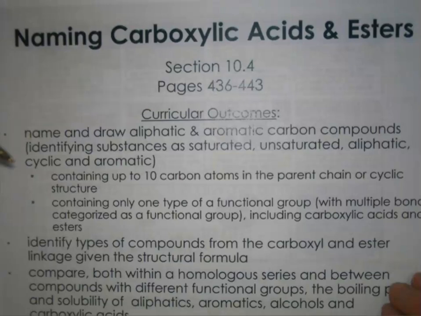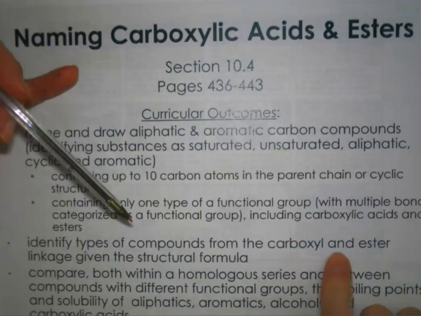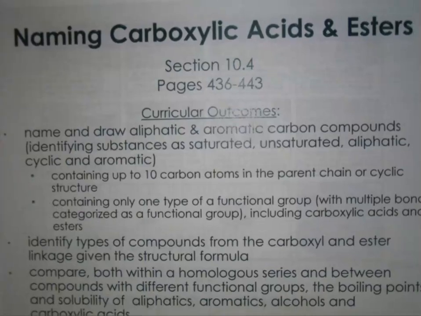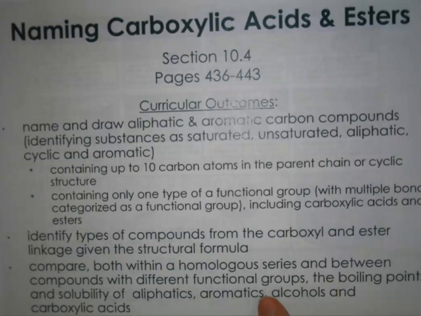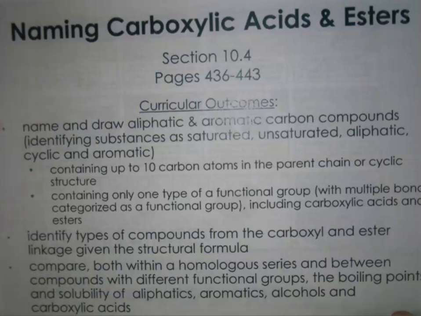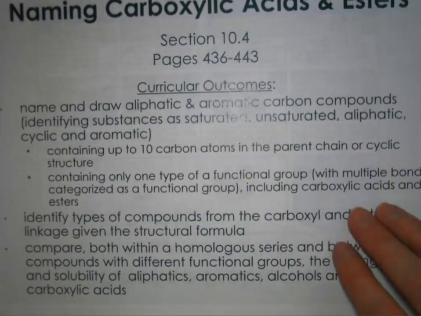Curricular outcomes are pretty much the same as everything we've looked at up until now, just being able to name and draw the structures. With the carboxylic acids and esters, we have a different functional group that makes them into carboxylic acids and esters. You just need to be able to recognize those linkages given the structural formula and identify the compound from that. And again, just like we saw in previous lessons, you should be able to identify a little bit of the physical properties, like boiling points and solubility. Specifically with the carboxylic acids, that's something we're going to be looking at in this lesson.